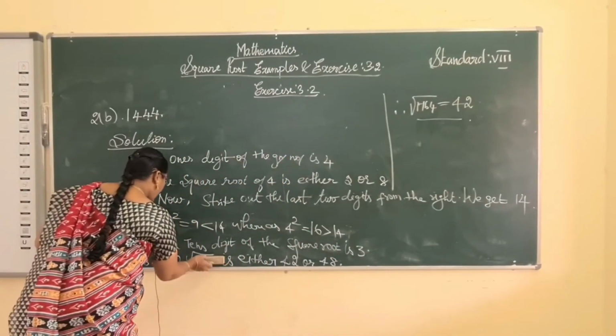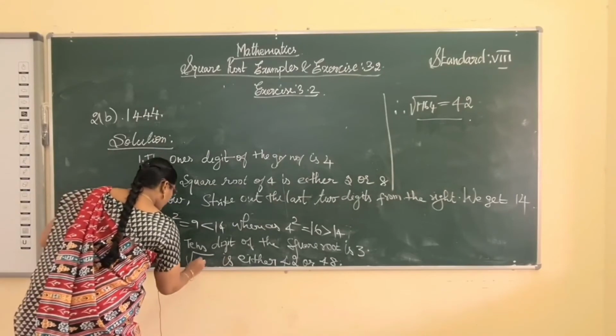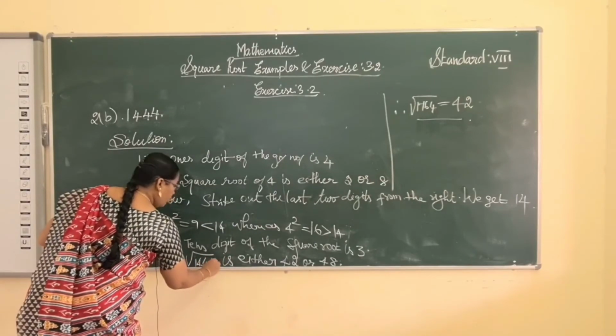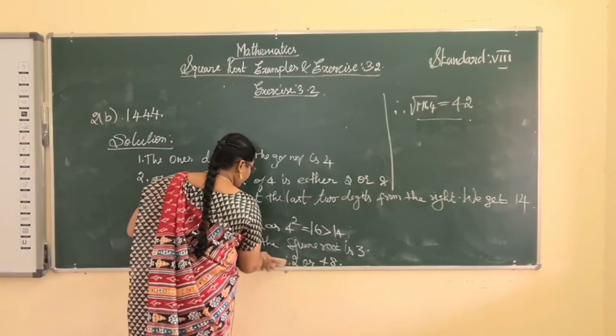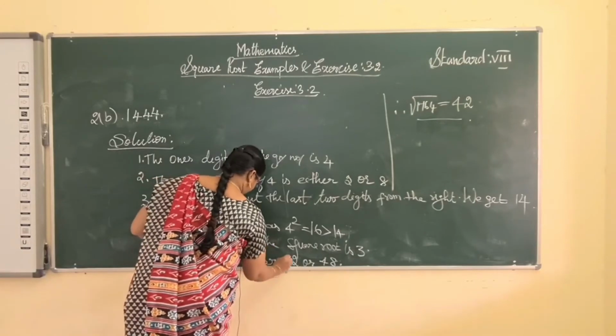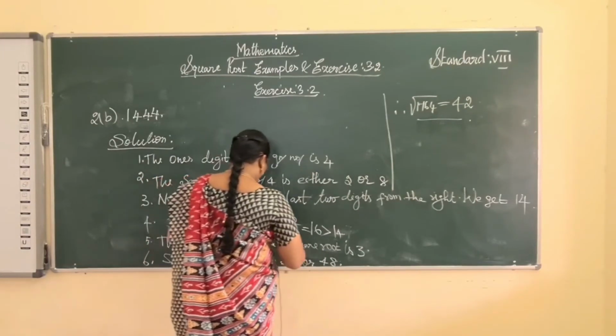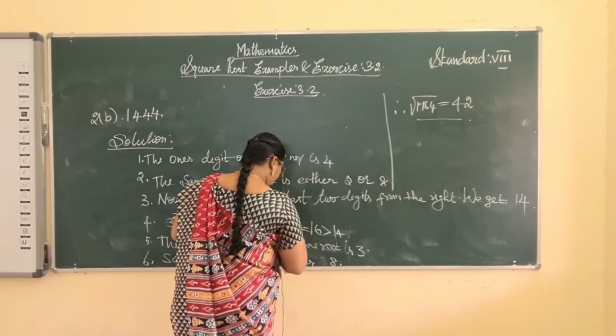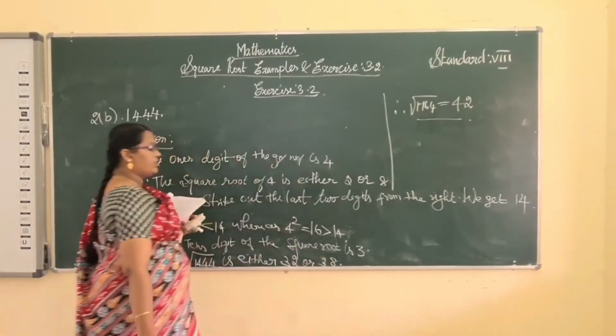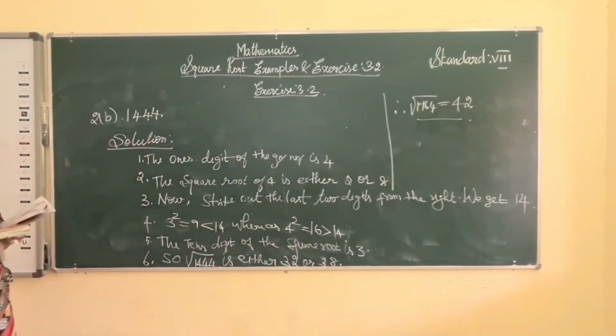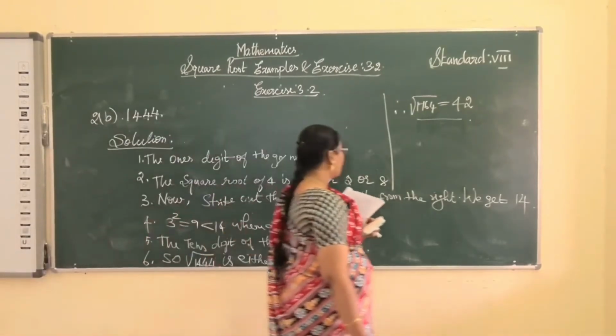So the square root of 1444 is either 32 or 38. Okay, either 32 or 38. So now squaring those numbers.